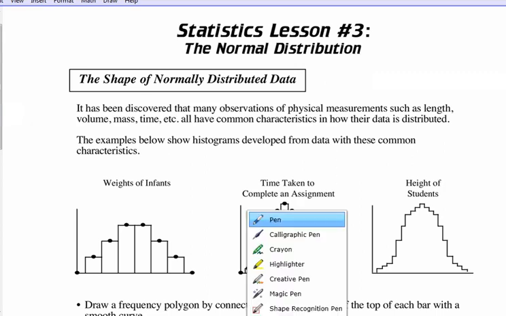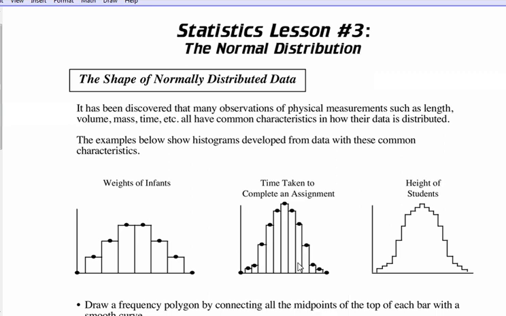All right. Statistics Lesson 5, the normal distribution. So it's important to know that many things in life, including volume, mass, time, and even length, all have common characteristics in how their data is distributed. And so what they noticed is that they all had this similar pattern.